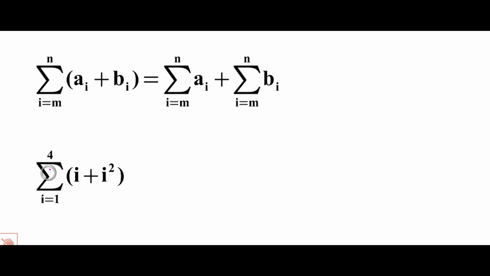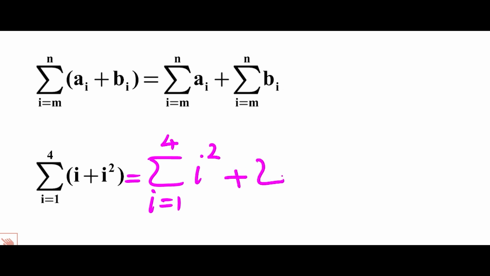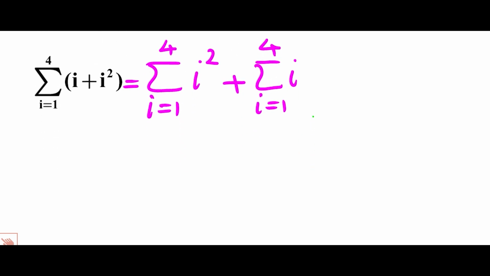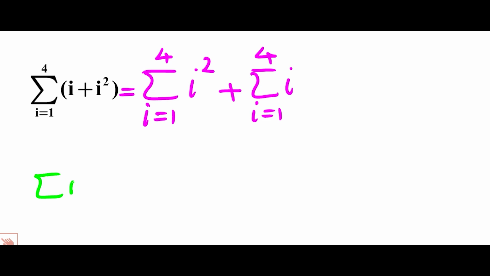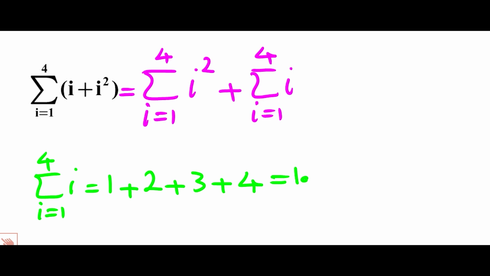For example, evaluate the sum of i plus i squared from i equals 1 to 4. Using the property, we have the sum from i equals 1 to 4 of i squared plus the sum of i from i equals 1 to 4. Now evaluate each summation. First, the sum of i from i equals 1 to 4 equals, when i equals 1 we write 1, plus, when i equals 2 we write 2, plus 3 plus 4, equals 10, right?